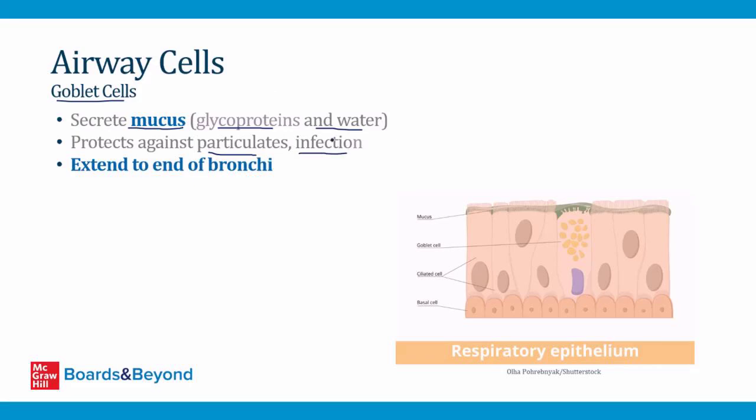Bacteria or large pieces of dust and other particulates will get trapped in this mucus, and then the cilia will push it all the way back up into the throat where it can be swallowed. And so in my little cartoon here, you can see these little goblet cells right here.